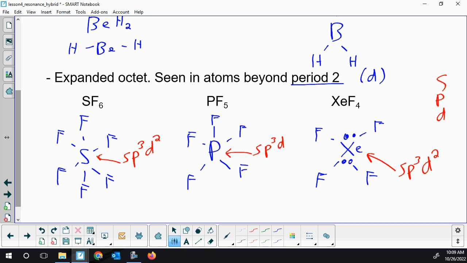So we see the same hybridization as sulfur hexafluoride. And anything that has the same hybridization has the same shape. So when we get into shapes, if you realize the hybridization is the same, it has the same bond angles, it has the same 3-dimensional geometry. Okay. So that's our expanded octet.